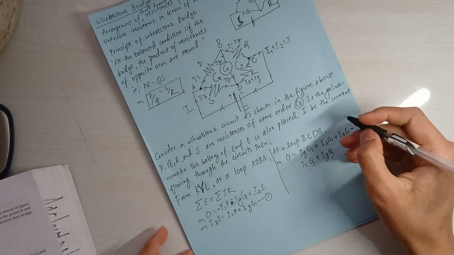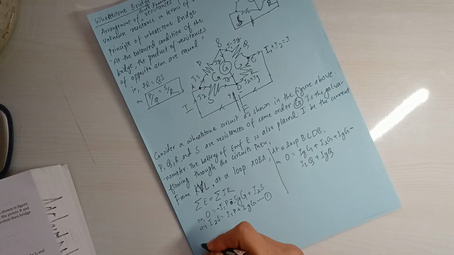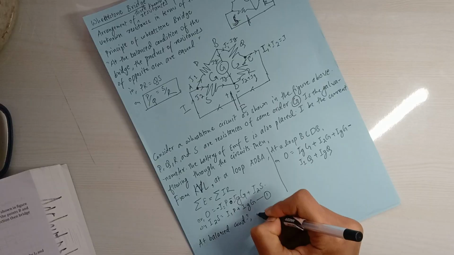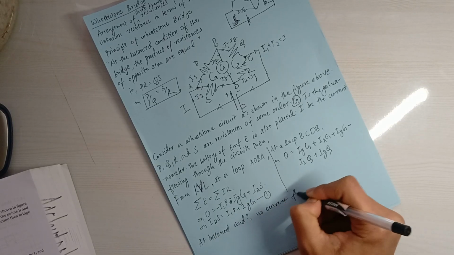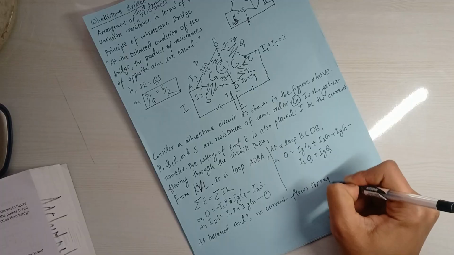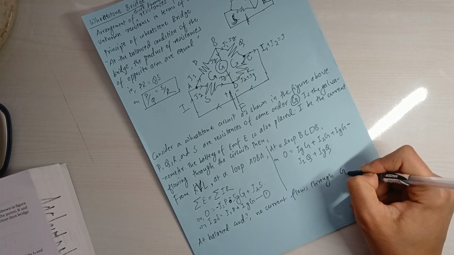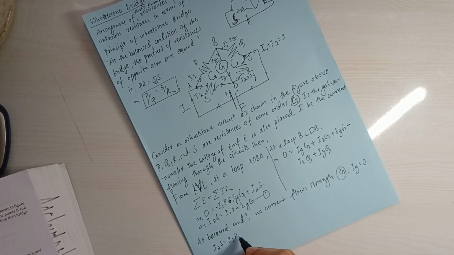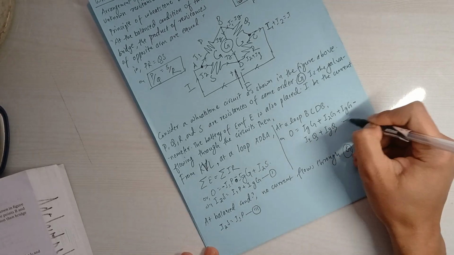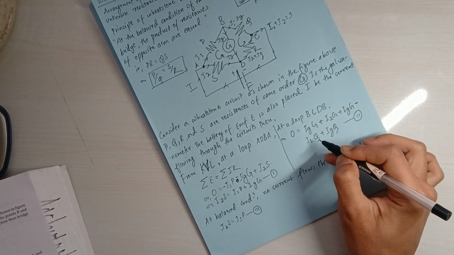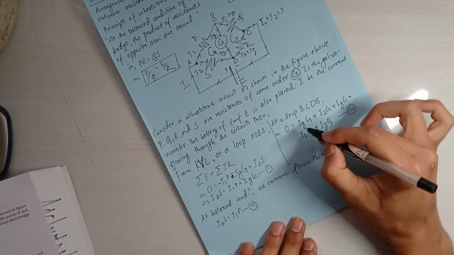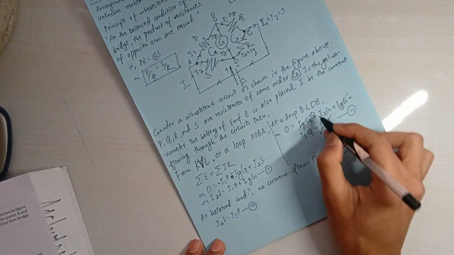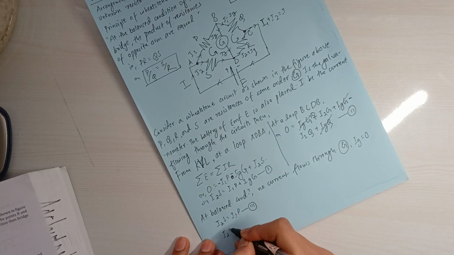So then, what will happen at the balanced condition? We said earlier, at the balanced condition, no current flows through G, that is Ig equal to 0. Then equation 1 becomes I2S equal to I1P. This is equation 3 now. This is equation 2, and this becomes Ig. This becomes 0. This is 0. This is 0. And this is 0.